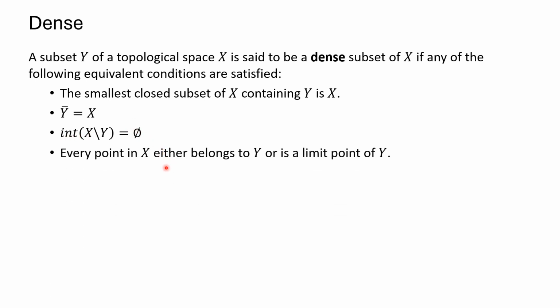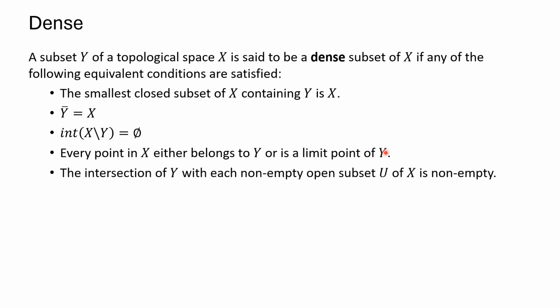Every point in X either belongs to Y or is a limit point of Y. And then the intersection of Y with each non-empty open subset U of X is non-empty. So if you take any open set in X and you intersect it with Y, you're going to have some elements in that intersection, if in fact Y is dense in X.